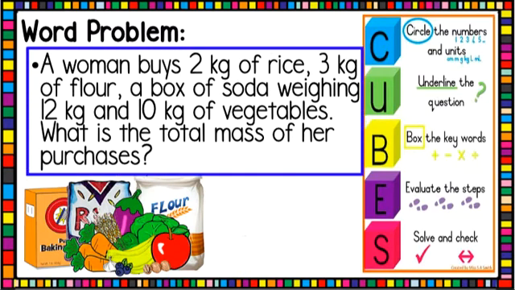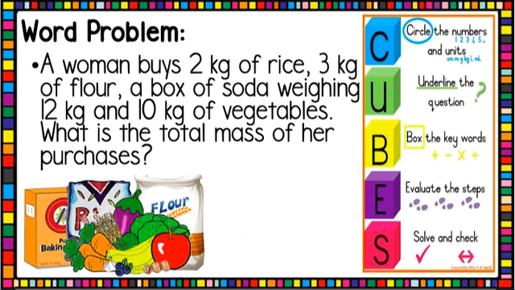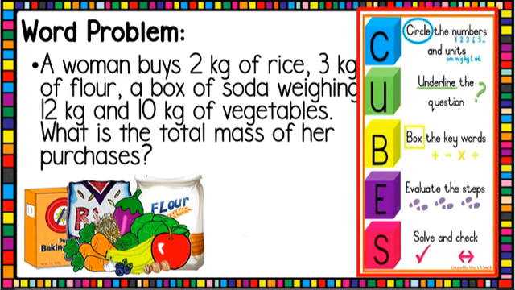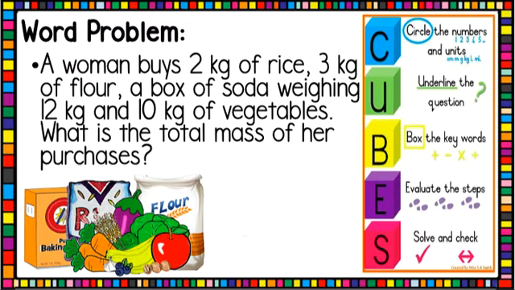Now let's look at a word problem. A woman buys 2 kilograms of rice, 3 kilograms of flour, a box of soda weighing 12 kilograms, and 10 kilograms of vegetables. What is the total mass of her purchase? We're going to be using a strategy we call the CUBES strategy. Each letter tells us what we need to do to solve this problem.